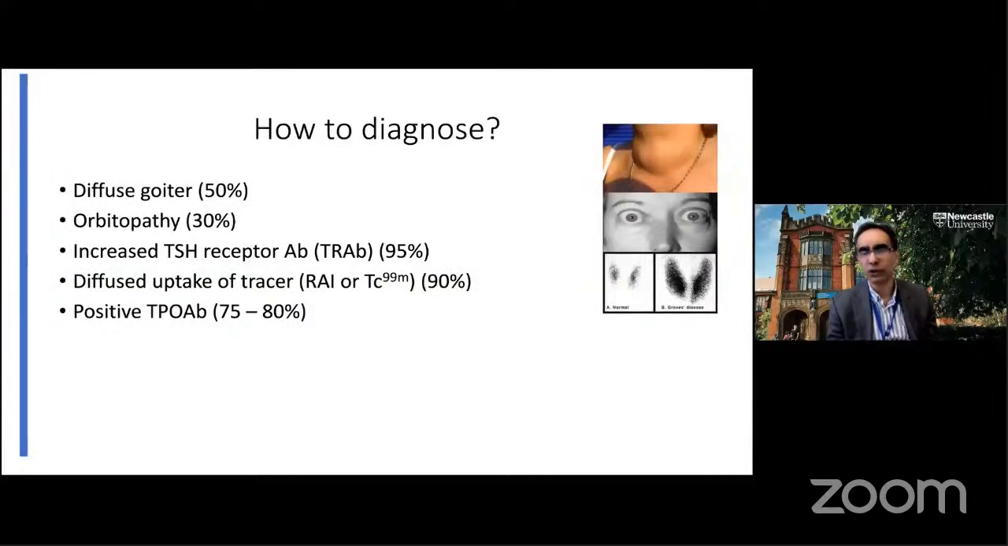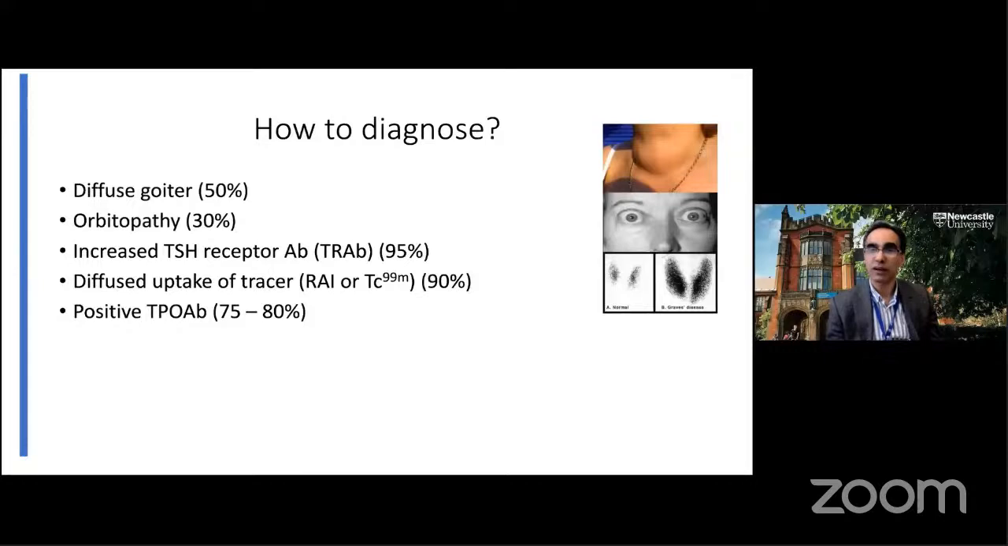So how do we diagnose? Look, clinically, anyone presenting with a diffuse goiter, but the problem is about 50% of patients will have a palpable diffuse goiter on examination. So the other 50% may not. So that makes it slightly more challenging. Orbitopathy is roughly 1 in 3 patients to some degree or other. Thankfully, severe orbitopathy is much rarer, but for any degree of orbitopathy, 1 in 3 people will be affected, depending on how hard and how long we look.